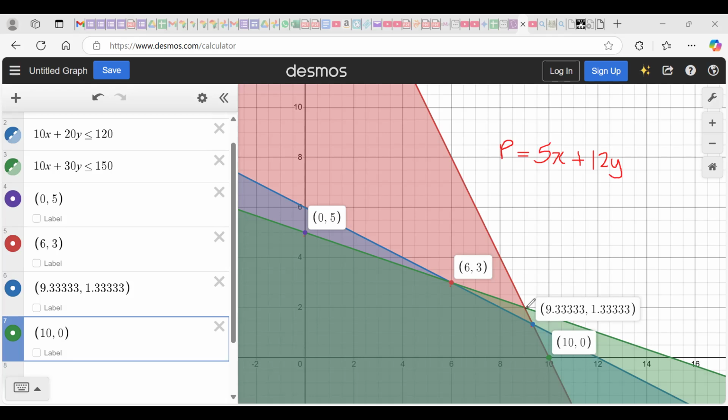value, a larger value, in fact, for P, because check: 5 times 9 is 45, plus 12 times 2, 24. 45 plus 24 is 69. Yeah, it does give you a higher value than 6, 3. But remember, 9, 2 is not within the feasible region, and therefore you just can't use that, right? You just can't use that.